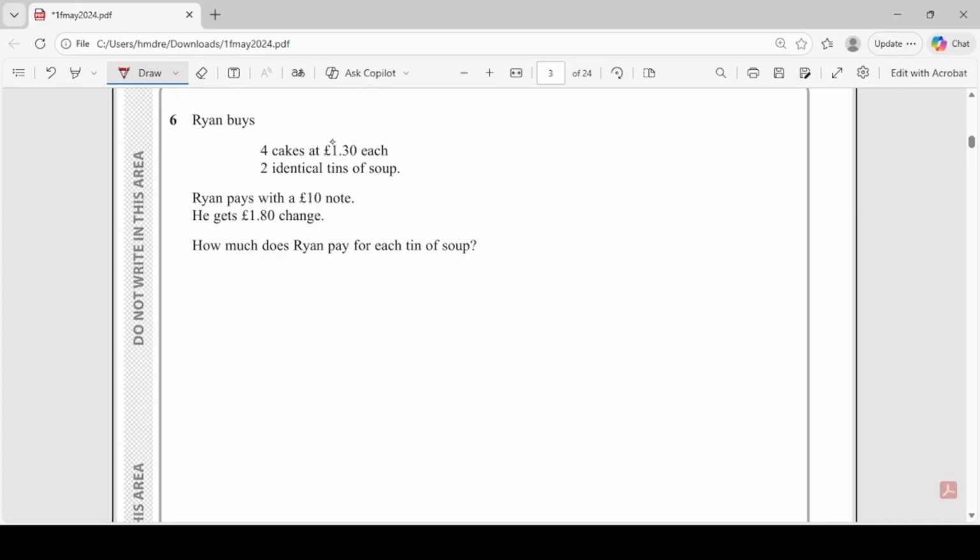So we know the cake cost. So 4 cakes at £1.30. Let's work out how much that costs. So that is obviously going to be 4 times £1.30. So you can work this out multiplying or adding. I'm just going to add these ones.